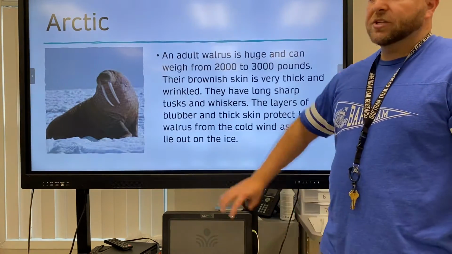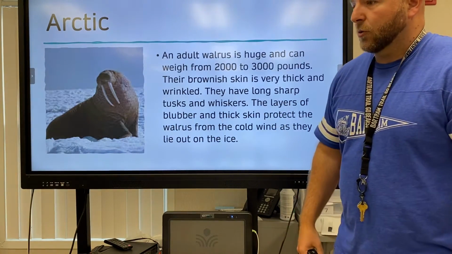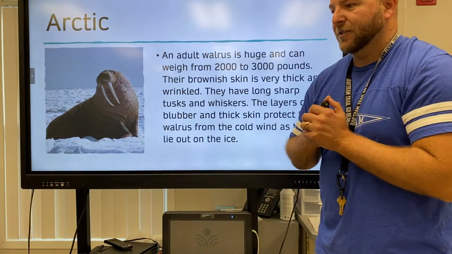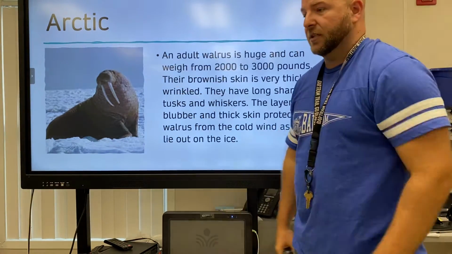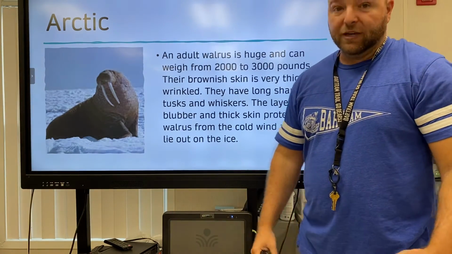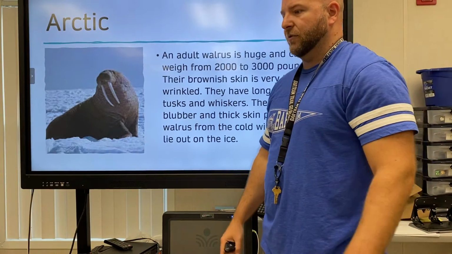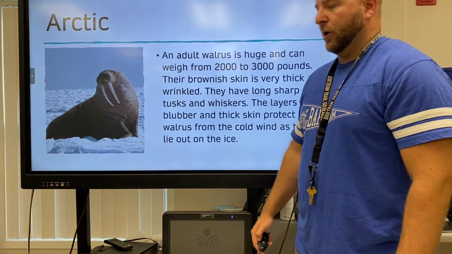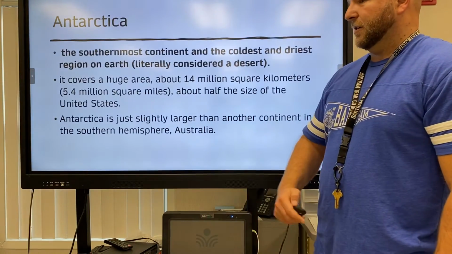All right, and we'll mention this here real quick with walruses. You don't need to write any of it down. An adult walrus gets pretty big, 2,000 to 3,000 pounds. They have long, sharp tusks. If you note from our previous lesson, the males and females both have tusks. That came up in our marine mammals lesson in our previous unit. Blubber helps to protect them. Pretty important, and if you ask me, a pretty cool animal that we have in our Arctic ecosystem.